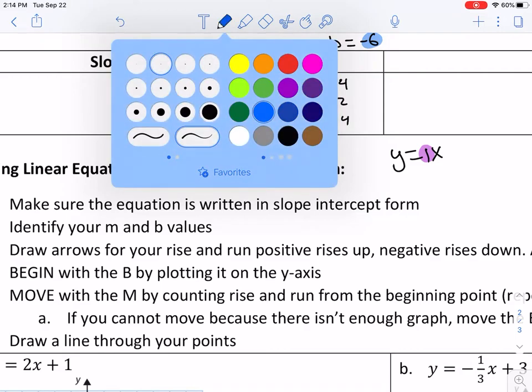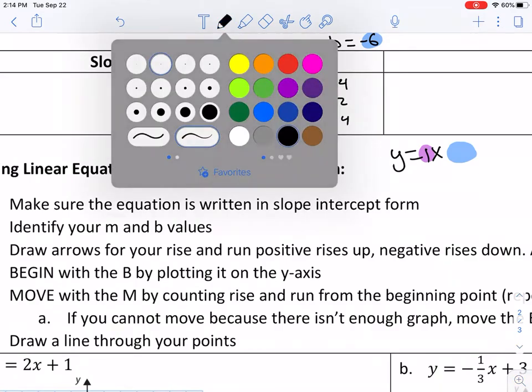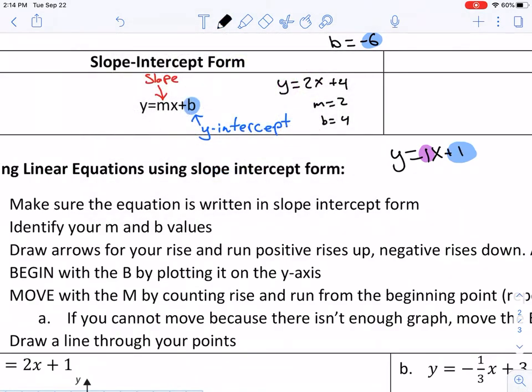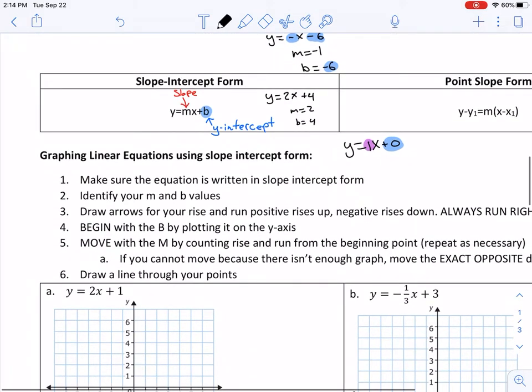However, in blue here, we don't have a b. I can't just tack a plus 1 on there. That would change that. So really what's there is a 0. So if we don't have a b, it's 0. If we don't have an m, it's 1. So we identify our m and our b's. I like to write them down.